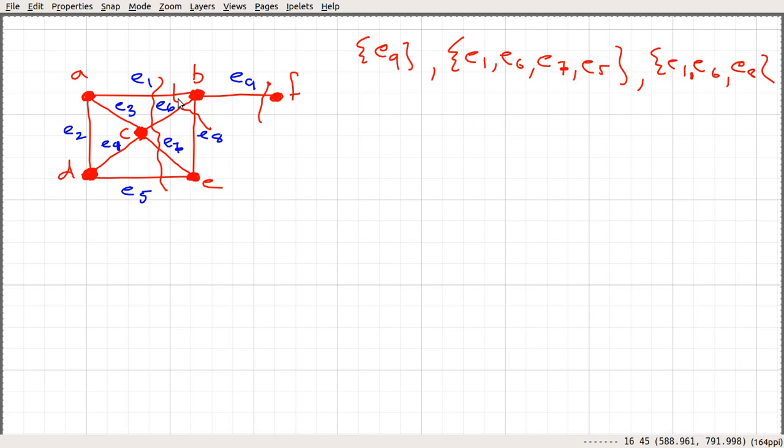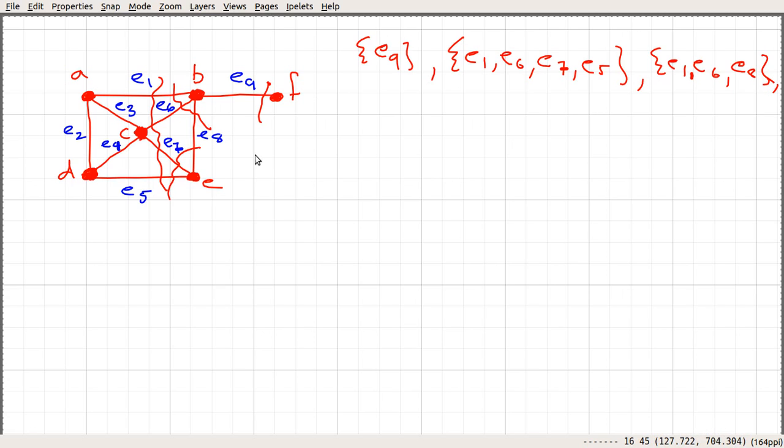Again, you can see that if you remove this one, the graph will become disconnected. We have this connected component and this connected component. And again, if you remove any proper subset, for example E1, E6, the graph is still connected. E6, E8, the graph is still connected. E1, E8, the graph is still connected. So that is also a cut set.